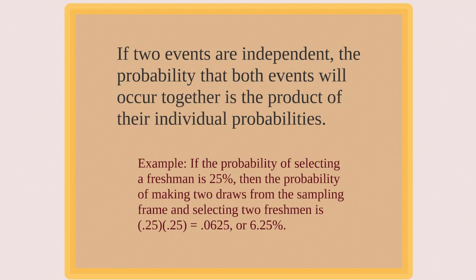What would be the probability of making two draws and both times selecting a freshman? Well, if the probability of selecting a freshman is 25%, then to find this probability of selecting two freshmen, I just take 0.25 times 0.25, which is 0.0625 or 6.25%. That tells me that if I take two randomly sampled units, the probability that both will be freshmen is 6.25%. So those are the basic rules of probability that you'll need to know, and we'll use those rules in the future as part of our research.